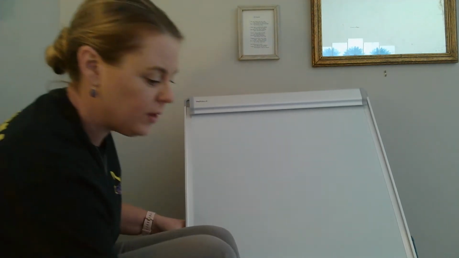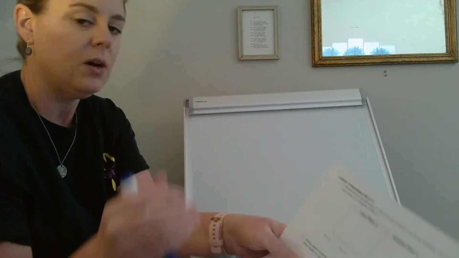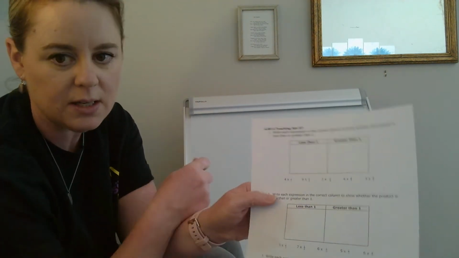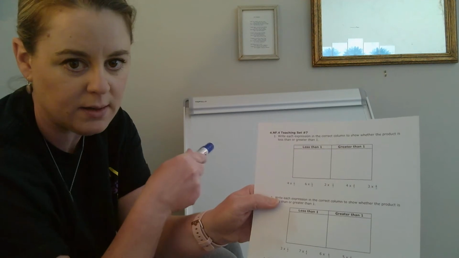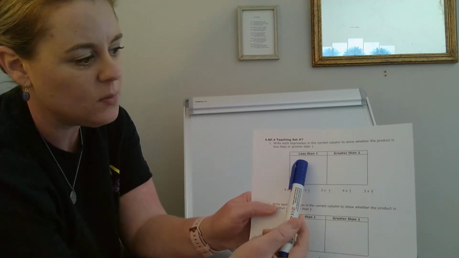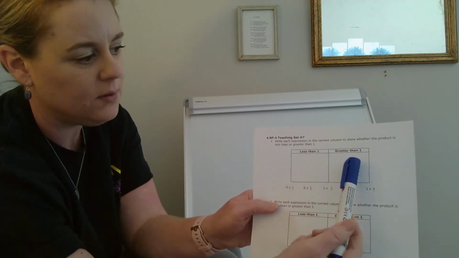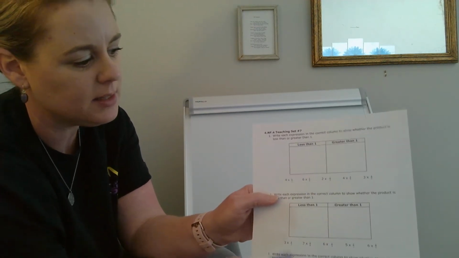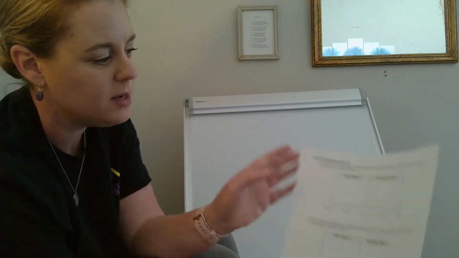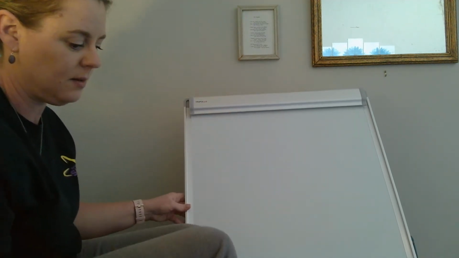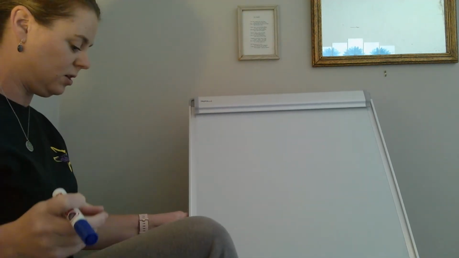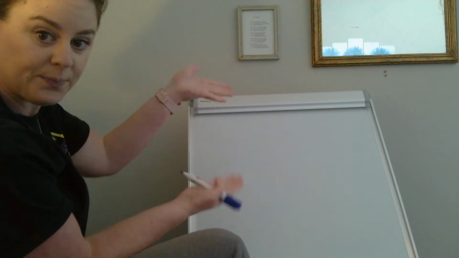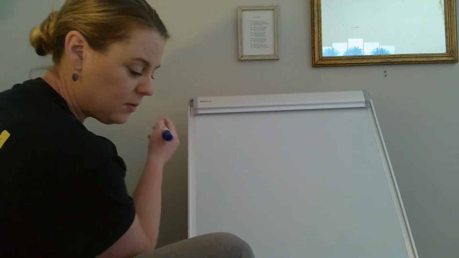Okay, so we're comparing whether our answer is greater than or less than 1. If it's less than 1, it's going to go in this side. If it's greater than 1, it's going to go in this side. All right, so we're going to look at these numbers. I'm going to write these up on the board so they're bigger, because it's hard to write on that paper, and now that I have an amazing whiteboard, that's what we get to use.